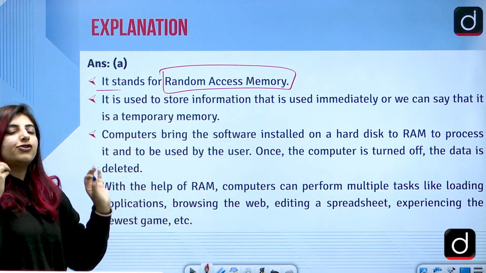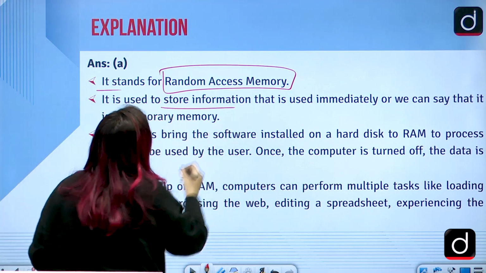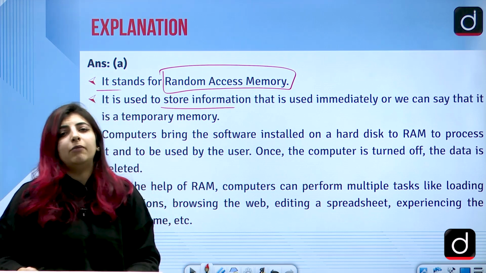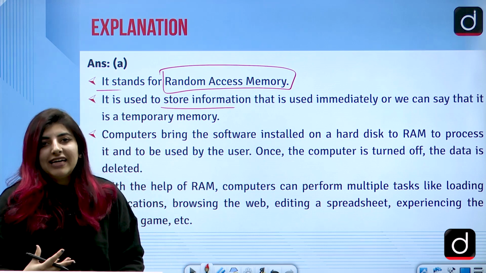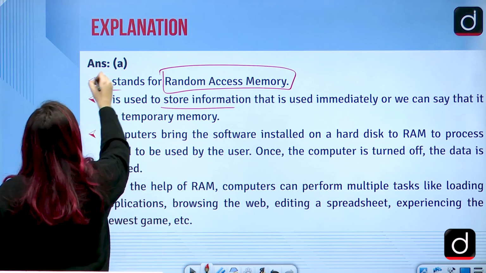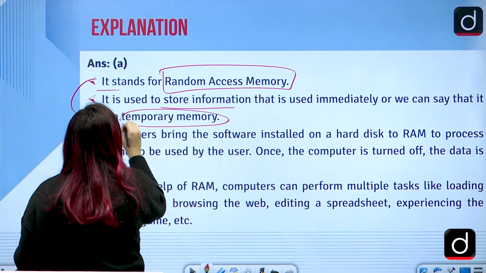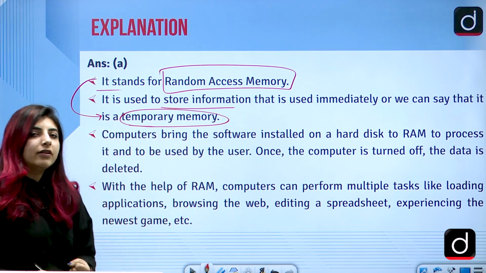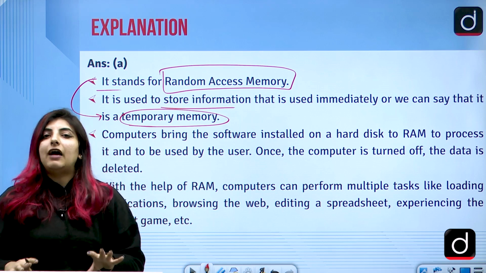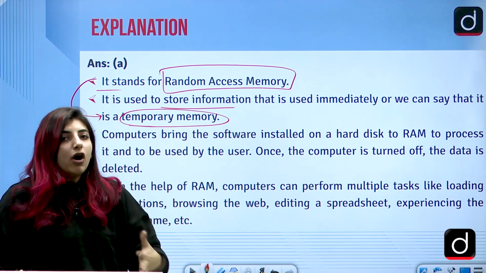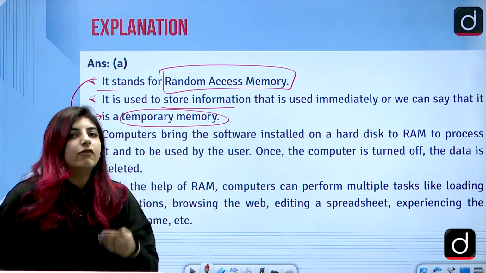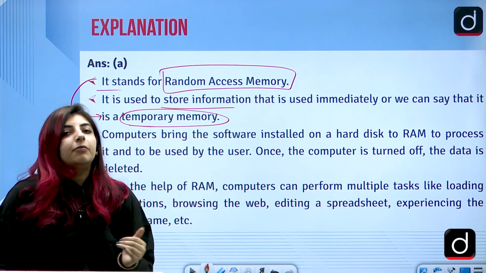It is used to store information that is used immediately, or we can say that it is a temporary memory. What is another name for temporary memory? Is it volatile or non-volatile? Comment down and let me know. Right? So first of all, RAM is a temporary memory, which means that till the time the power is on, till the time the computer is on, it will have the data. And if the power is turned off suddenly, or it goes off because of certain reasons, the data on your computer which is unsaved will not be saved.